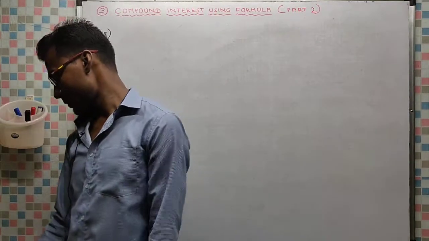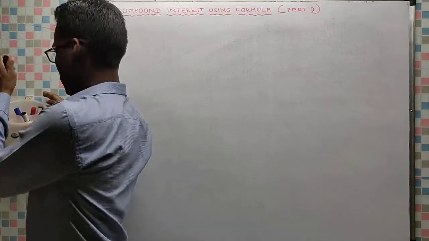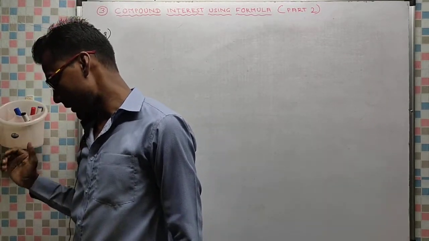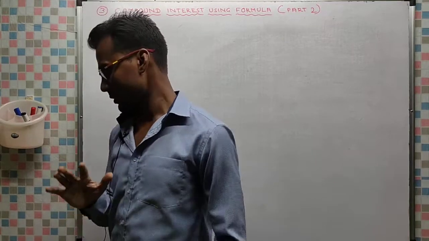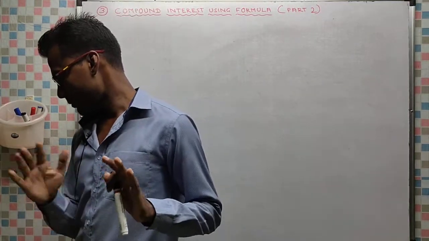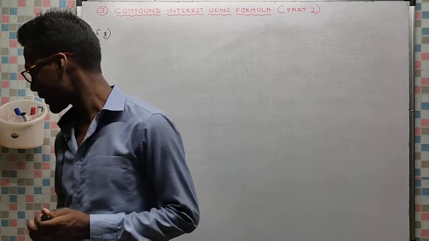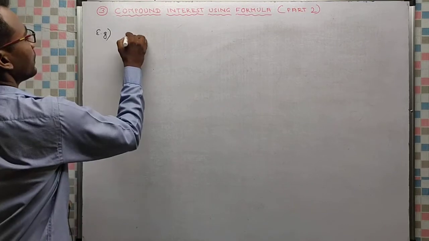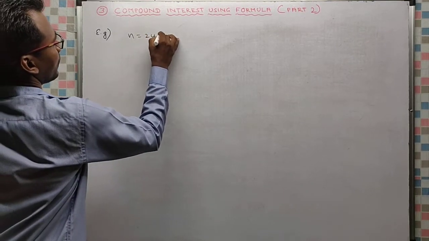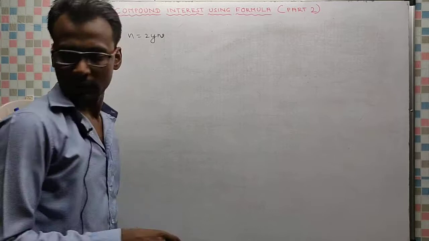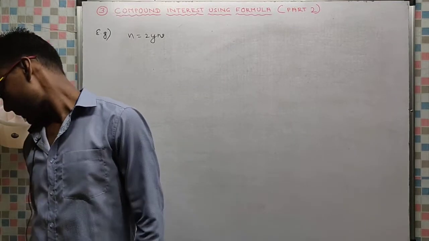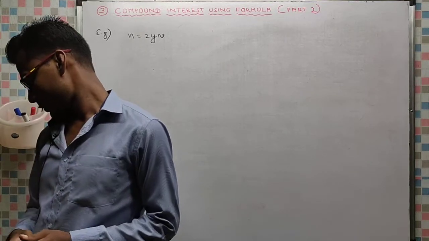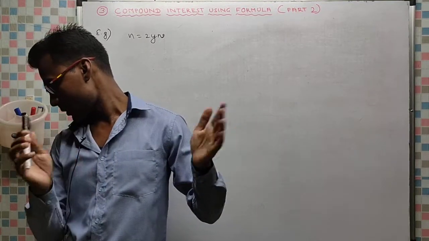Let's move to the next example. Kamal and Anand each lend the same sum. Kamal's principal is the same, Anand's principal is the same. Time is 2 years, N is 2 years. Rate is 5%. Kamal gets simple interest, Anand gets compound interest.